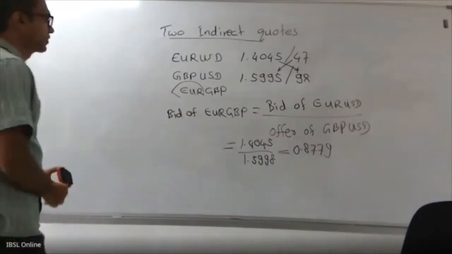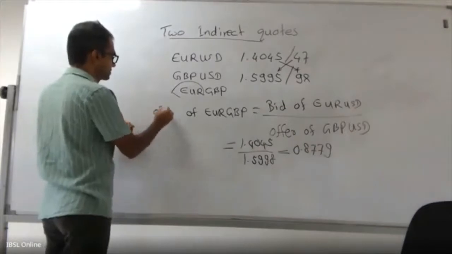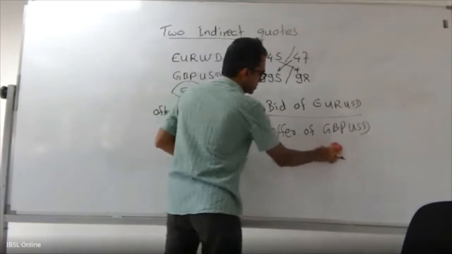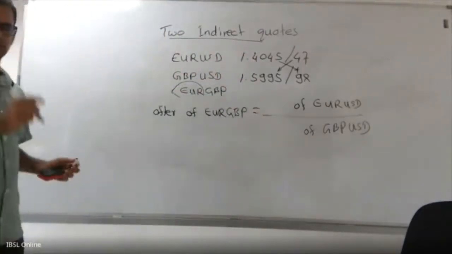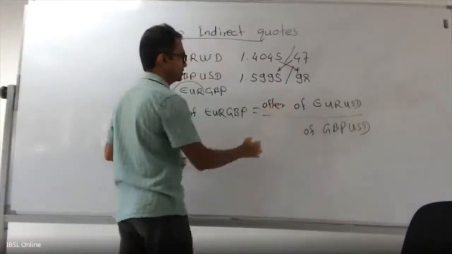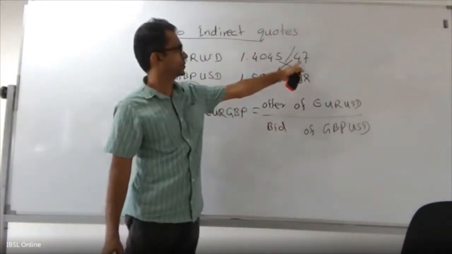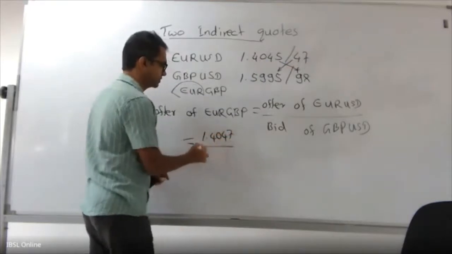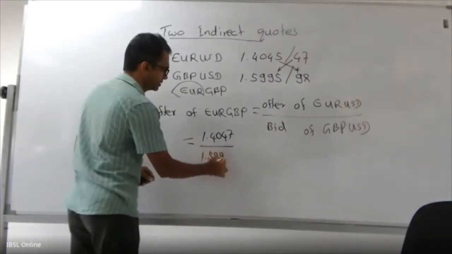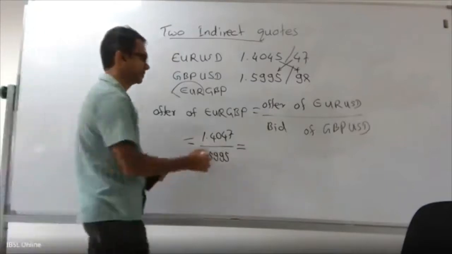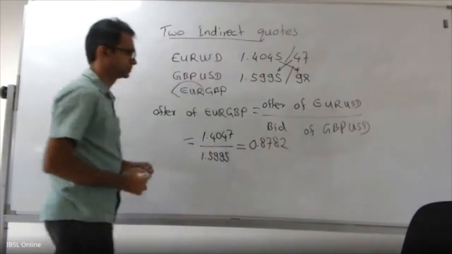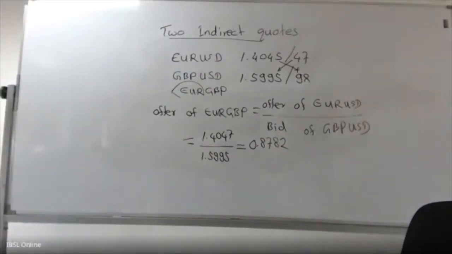So then what is the offer of Euro GBP? What is the offer? Now you divide offer by the bid. Offer of Euro USD divided by the bid of GBP USD. What is offer of Euro USD? 1.4047. 1.4047 divided by 1.5995. You get 0.878. Clear?